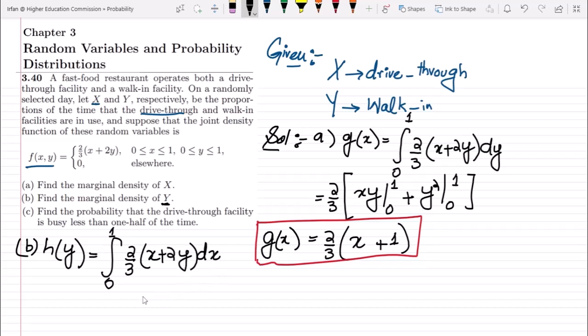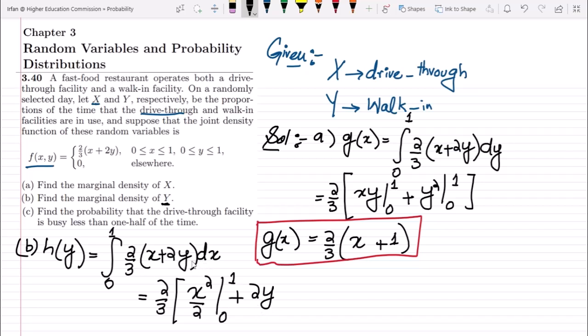dx. Now let me move this 2/3 outside of it. Integrating with respect to x from 0 to 1, we get x squared divided by 2 from 0 to 1, because now I am integrating with respect to x. Similarly, here this will become 2y, but since we integrate with respect to x and there we have only 1, the 2y will be represented as a constant here.